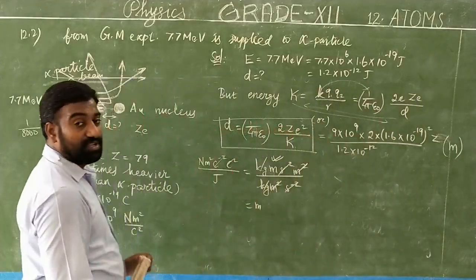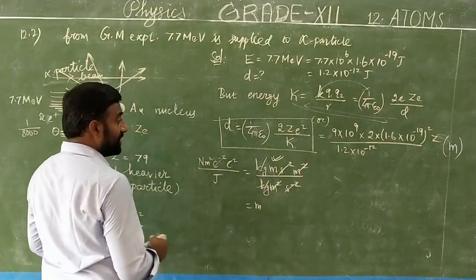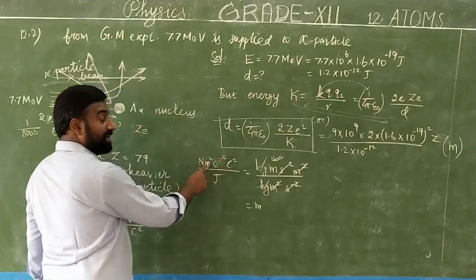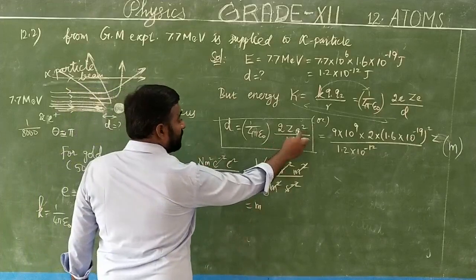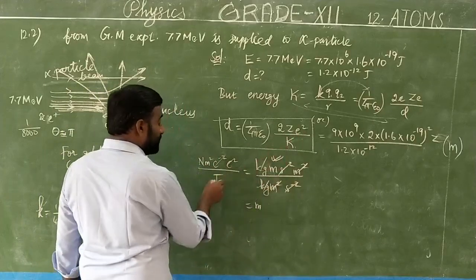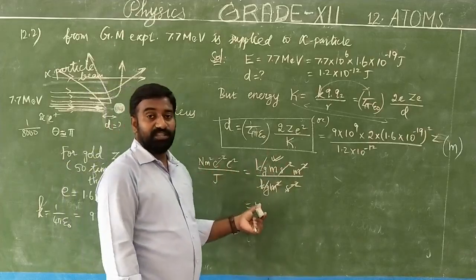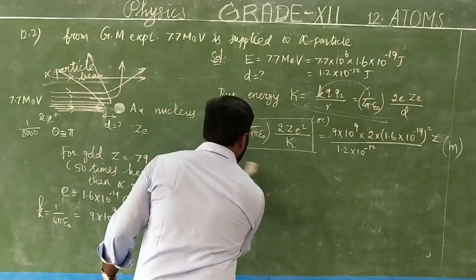So how we arrive at the unit? We got it. Okay. So any doubt in this? I'll repeat once again. 1 by 4 pi epsilon naught unit is Newton meter square, Coulomb inverse square, and charge square is Coulomb square, and this is energy, so it's a joule. Okay. So after rearranging, finally we got the meter is the unit. Now substitute all the values.